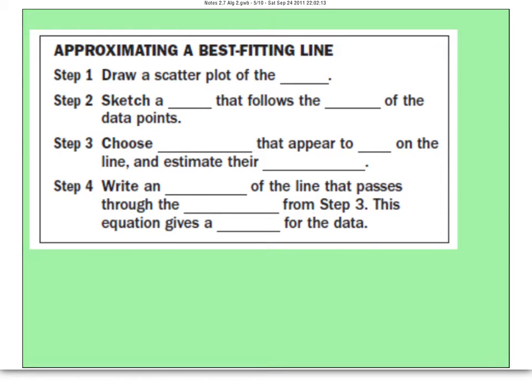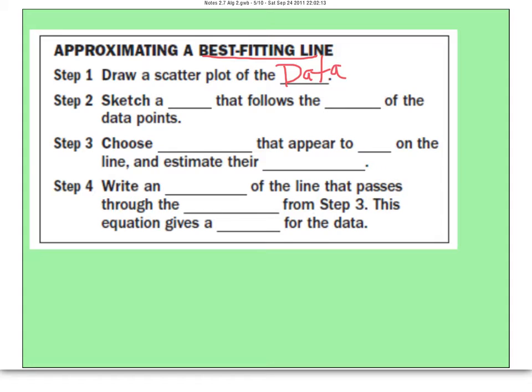We're going to do learning objectives B and C, where we're going to show you how to make a scatter plot and then come up with what we think is the line of best fit, or the best equation. So to find the line of best fit, the first thing we want to do is draw a scatter plot of the data.